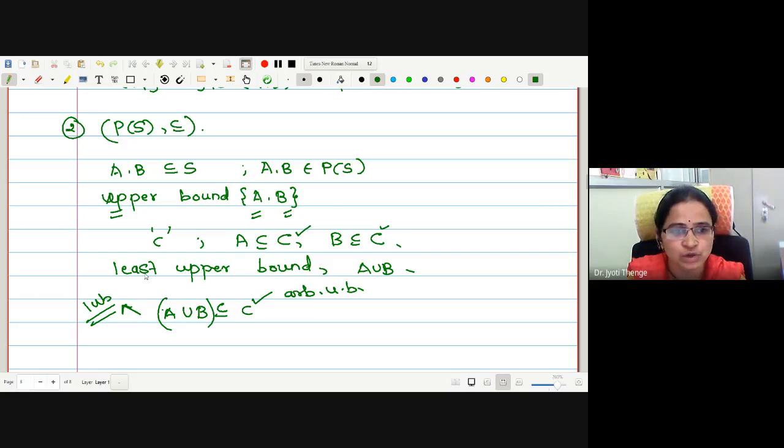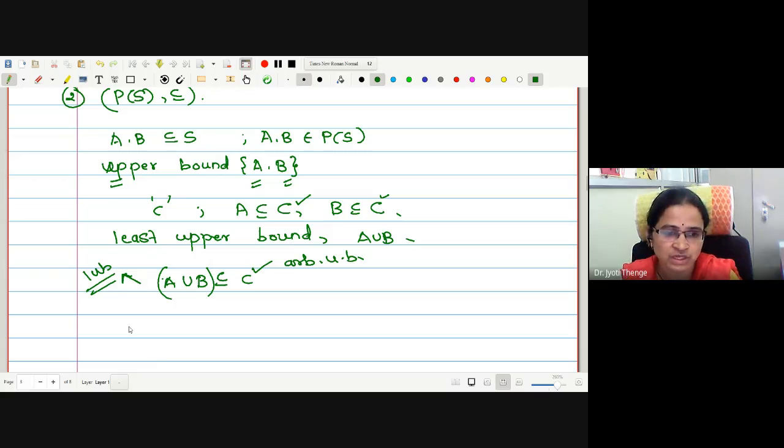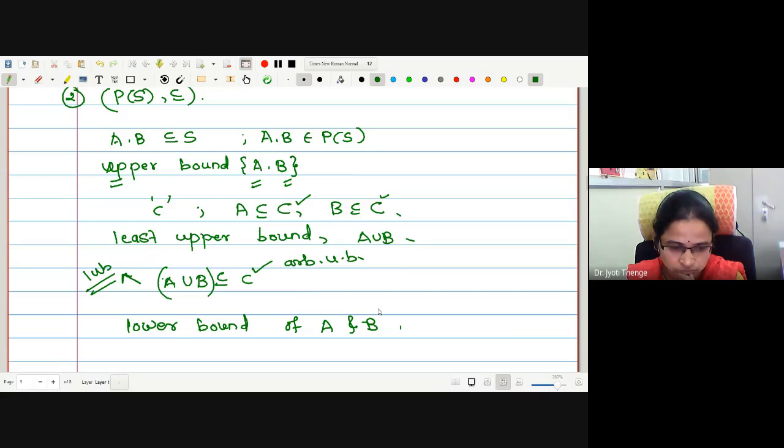What about the greatest lower bound? First, what is the lower bound of A and B? Lower bound of A and B. Some student: A intersection B. You are telling me directly the greatest lower bound, no, actually. Any arbitrary lower bound, can you tell me? As I told you, any set C containing both will be an upper bound. Correct.